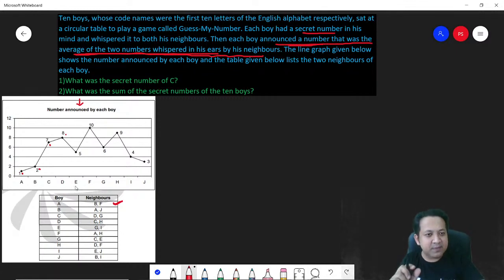So can I say two people are giving you a number, and the average is 1? So can I say the sum of the numbers must be 2? Think about it. B plus F.